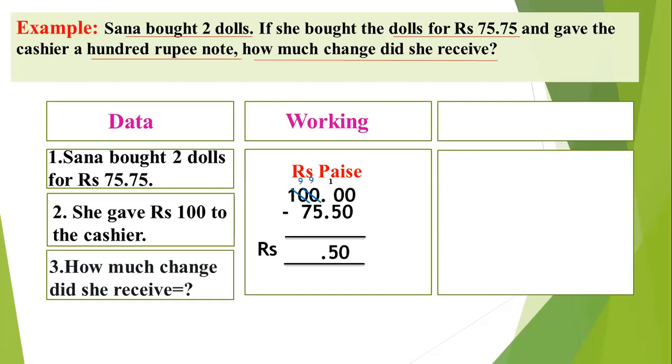9 minus 5 is 4. 9 minus 7 is 2. 24 rupees 50 paisa. We have to write down the answer in the form of statement. She received 24 rupees and 50 paisa.